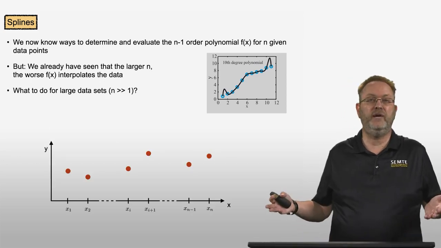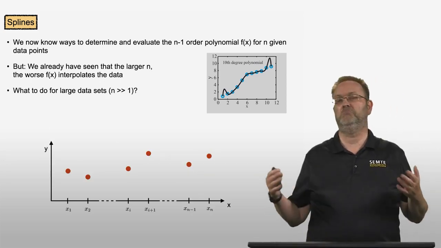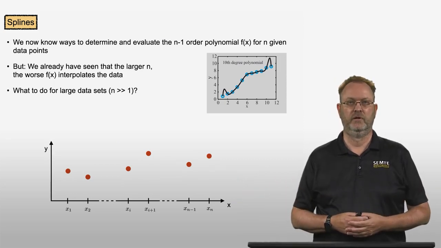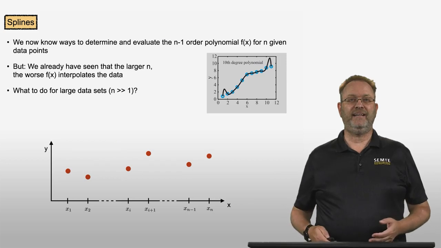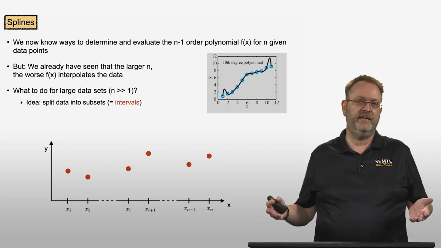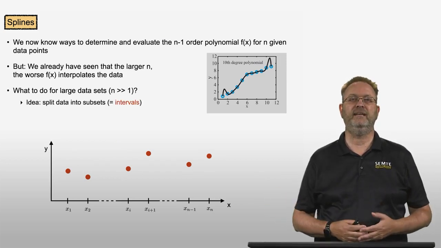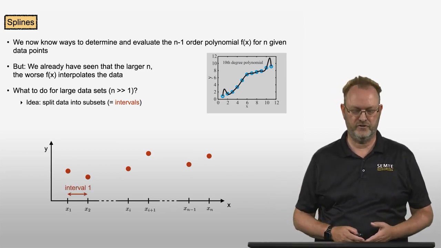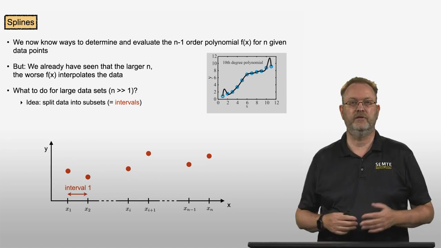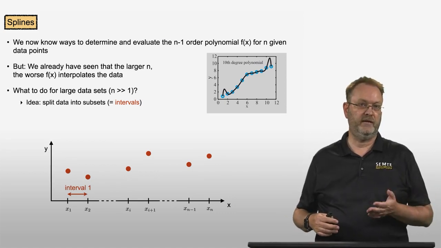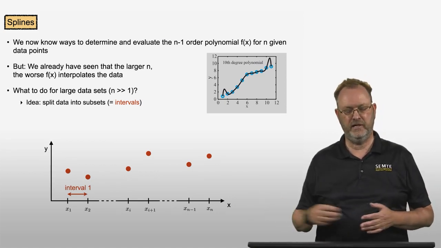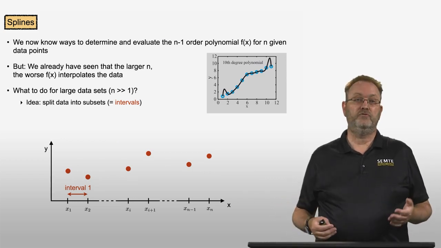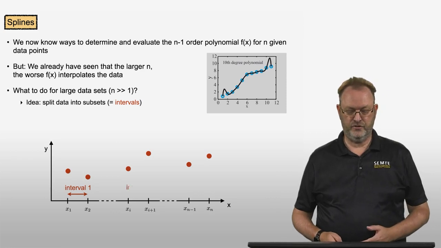So what do we do if we have very large data sets, like data sets of 1,000, 2,000 data points? Well, in that case, the idea is to split the data into subsets. Let's call those intervals. So if I have a data set starting with a data point x1, x2, x3, and I sort them in increasing values of x, interval 1 would be between the data points x1 and x2.